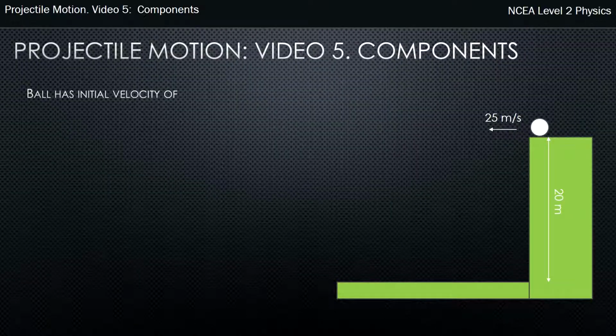Hello, this is Mr. McGovern, and we're going to look at the fifth video in the Projectile Motion series, which is on components. In the last video we looked at a ball which was moving horizontally off a cliff, and it was fairly straightforward for us to realize that the horizontal component of velocity, how fast it's moving horizontally, was 25 meters a second. At the start, its vertical velocity was 0 because it wasn't moving in the vertical direction until it started accelerating.